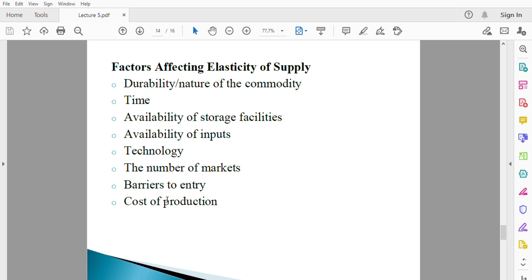If there are no storage facilities and there's a decrease in price, you have no option than to keep the goods out for sale, because your goods might perish, and in that case your supply will be fairly inelastic.